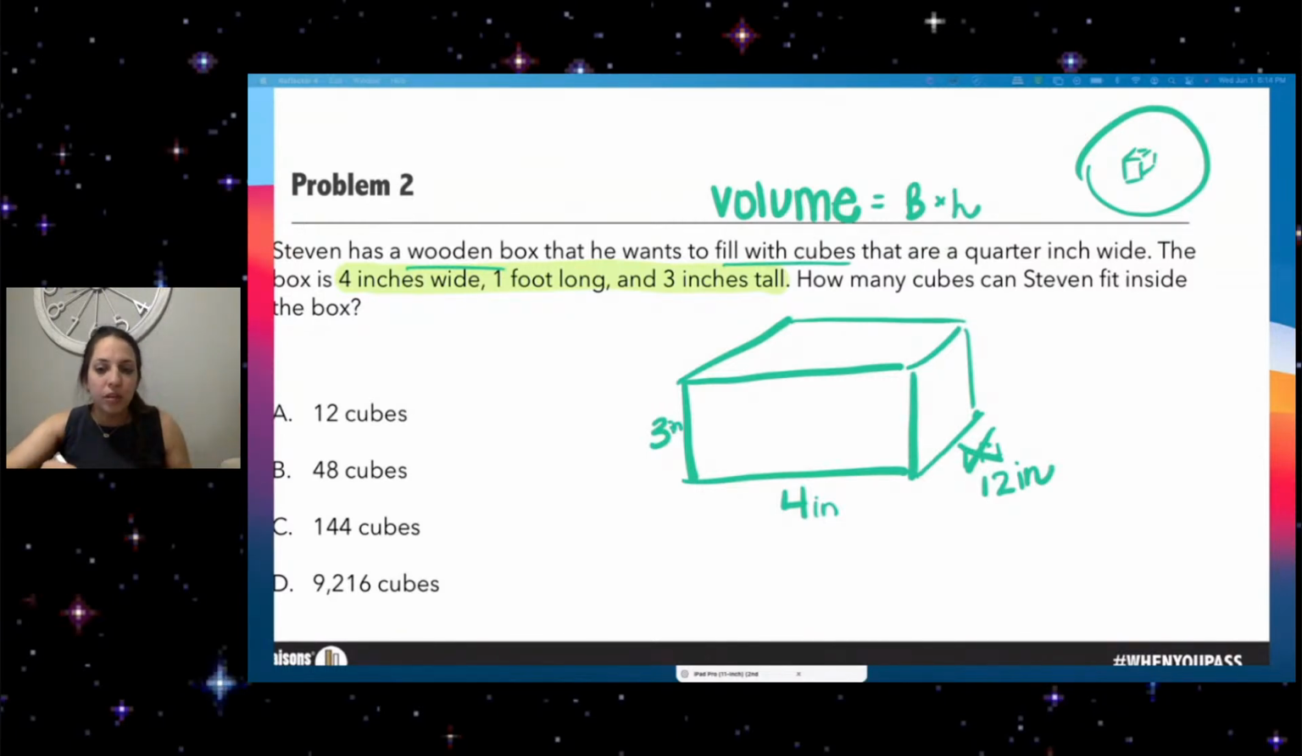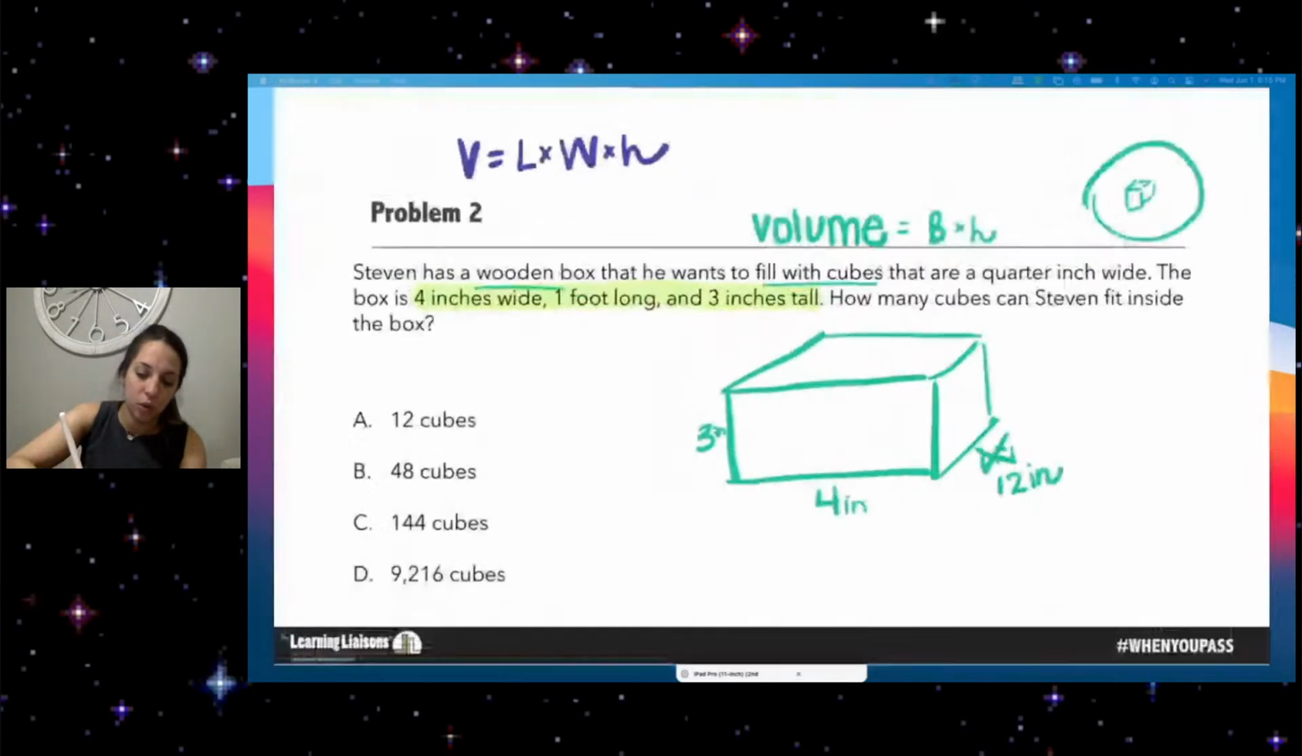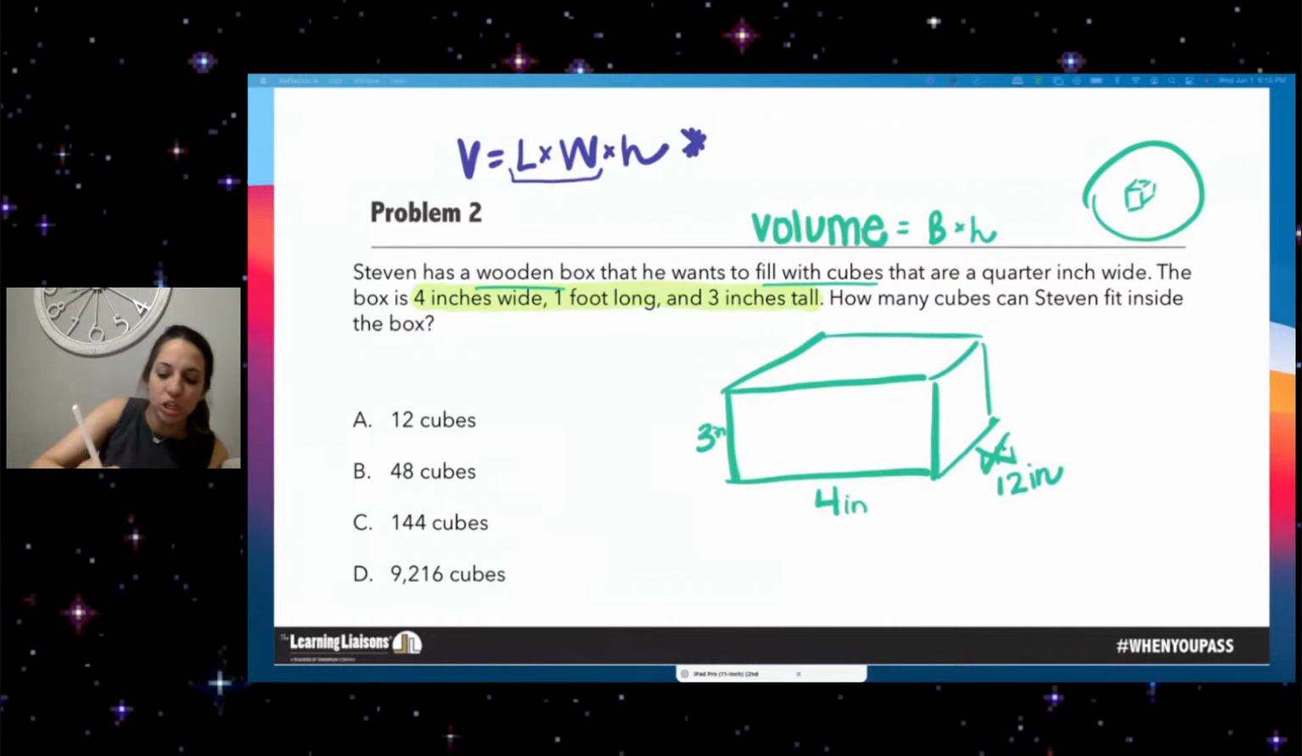Now, some of you are saying, wait a minute, I thought volume equaled length times width times height. For a rectangular prism, you're absolutely right. And unfortunately, when we were in school, a lot of times this is what we were told volume is, and we were never taught anything else. The reason that's a volume is because length times width is the area of a rectangle, which is the area of your base times your height.